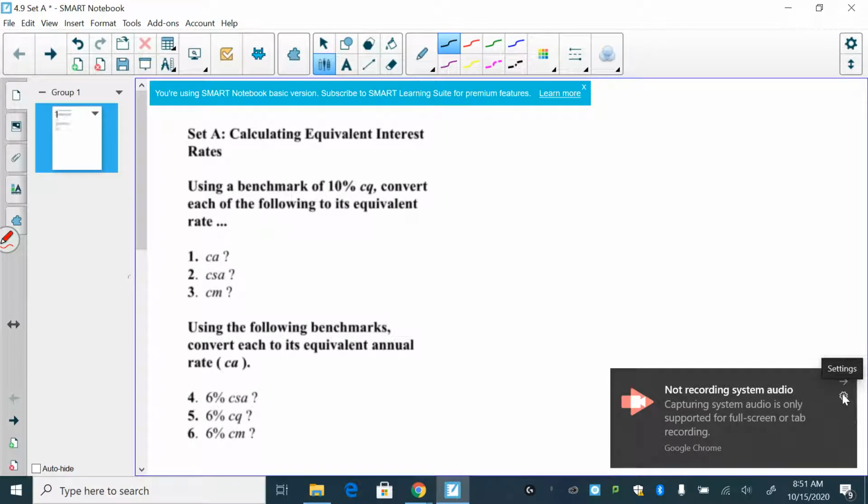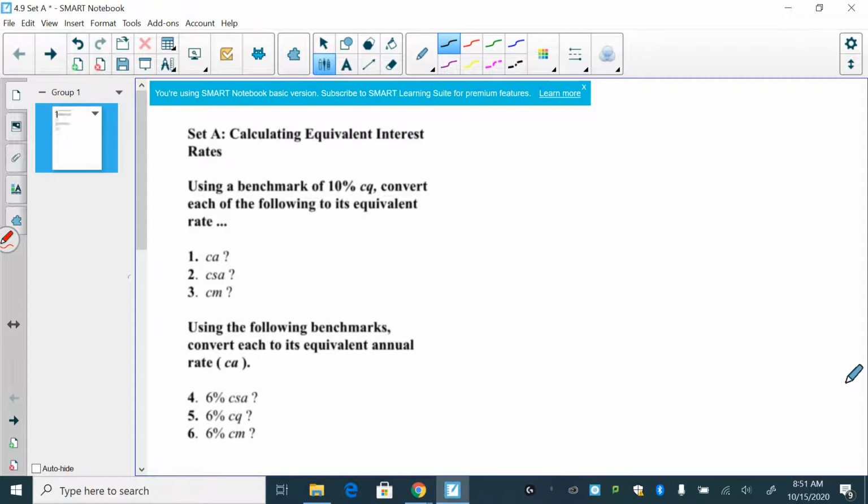Okay, calculating equivalent interest rate. So equivalent interest rate is completely different than what we just did in 4.8. 4.8 was effective interest rate. Remember, effective interest rate is what we were actually paying, in terms of the percentage per year. Whereas equivalent is we're actually just converting it.